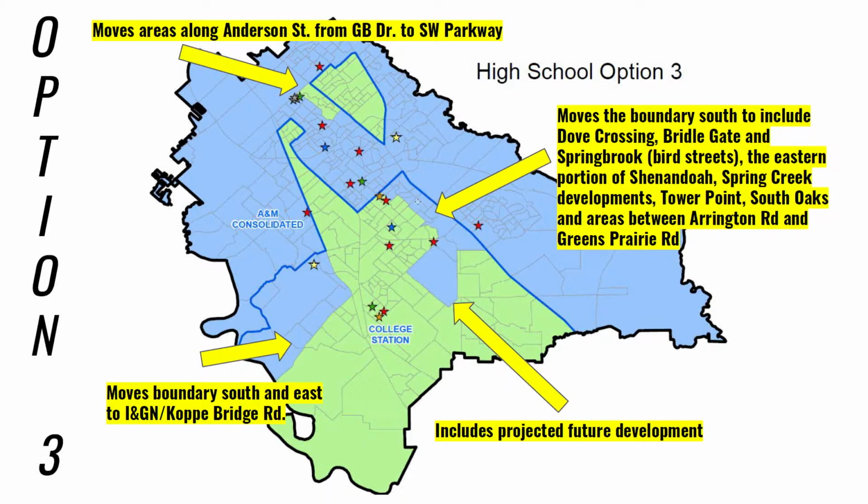eastern part of Shenandoah, Spring Creek development, that's the development out just north of the Tower Point area. Southern Oaks down in this area, and it would also capture the area between Arrington Road and Greens Prairie Road. And this is site of future development.